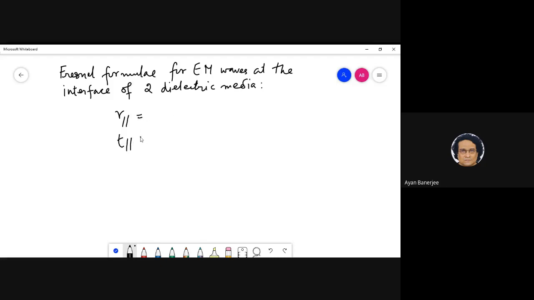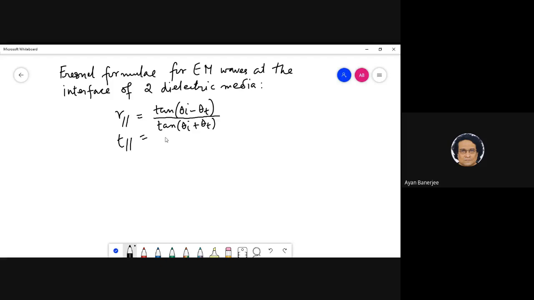T parallel. So these are for p polarized light, and we also have the expressions for s polarized light. So R parallel is what? This is the thing that I asked you to derive. Tell me somebody. Tan of theta I minus theta t upon tan of theta I plus theta t. Very nice.